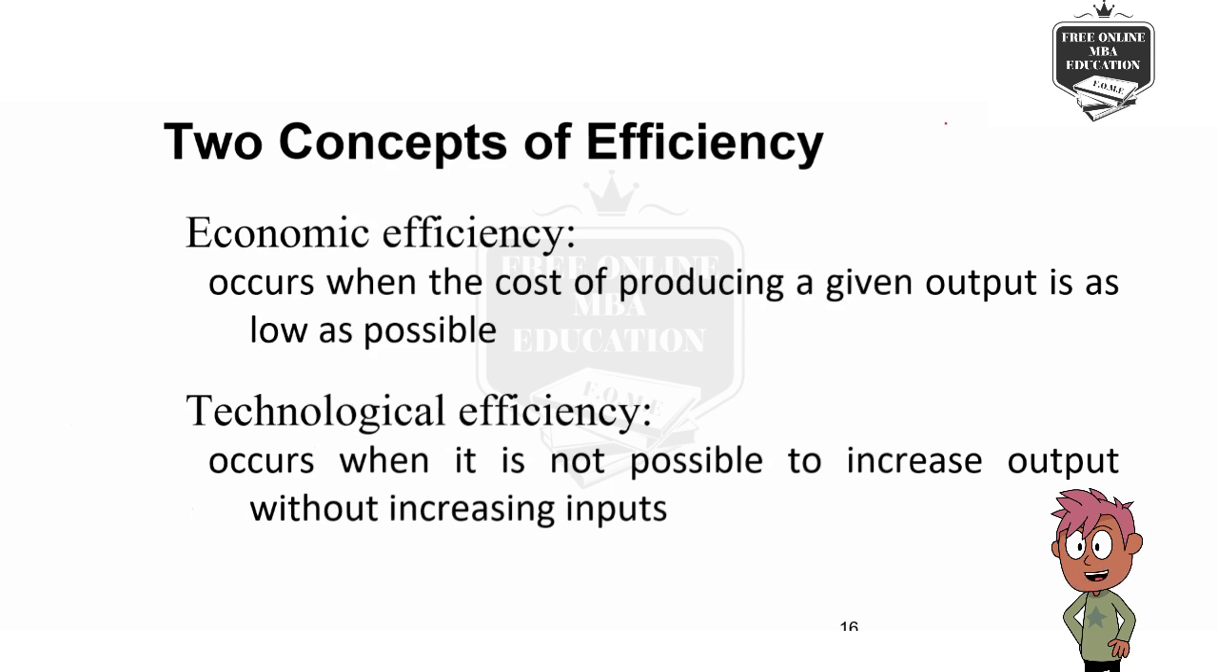For economics, what is it? It is about how you can reduce your cost of production. So, if your cost of output is kept as low as possible, you are economically efficient. Right. And technological efficiency occurs when it is not possible to increase the output without increasing the inputs.